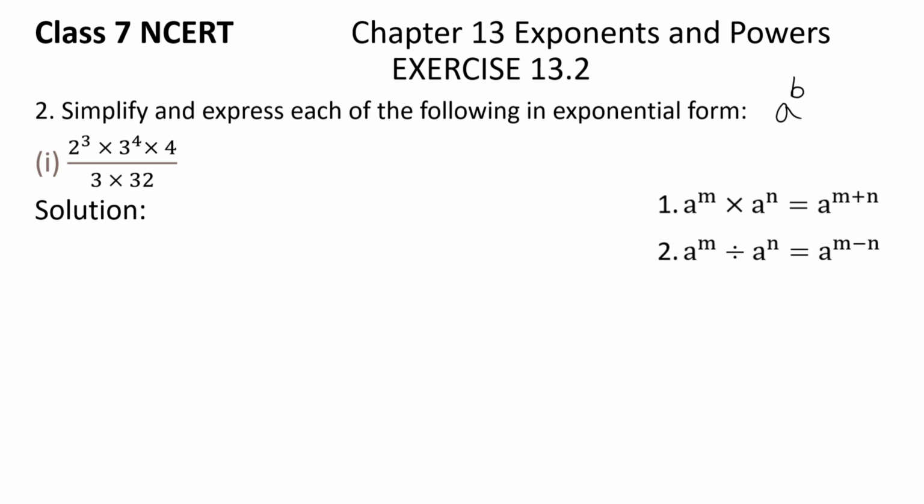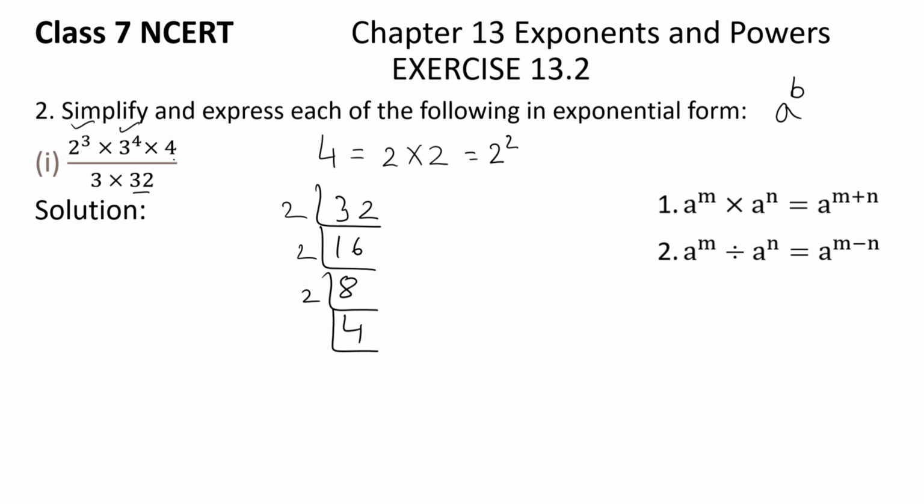The first one is 2 raised to the power of 3 into 3 raised to the power of 4 into 4 divided by 3 into 32. 2 is a prime number, 3 is a prime number, 4 can be written as 2 into 2, which is 2 squared, and 32 can be written as 2 times 16, 2 times 8, 2 times 4, 2 2s are 4. So 32 can be written as 2 raised to the power of 5. And then we are going to apply the laws of exponents. So first rewrite 4 and 32 in terms of exponential notation.